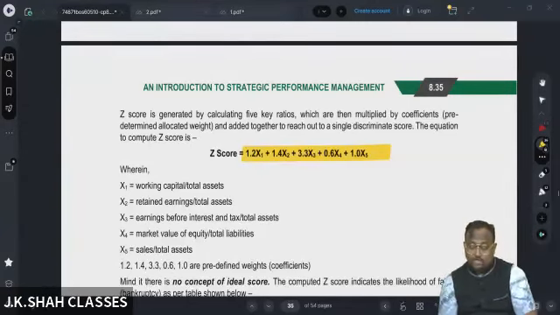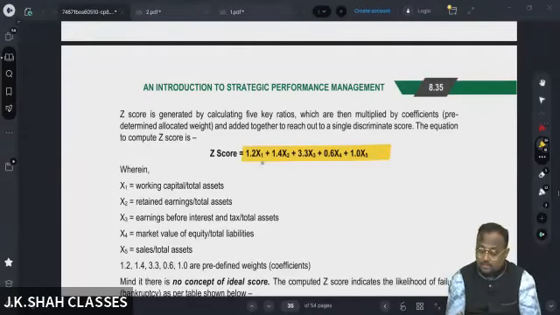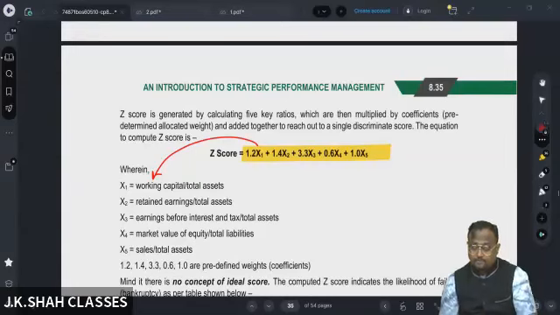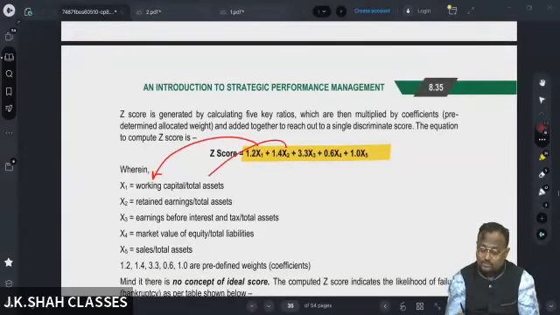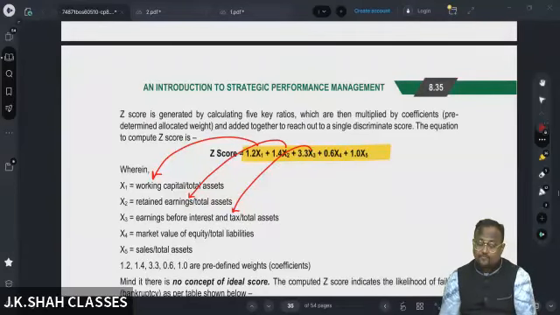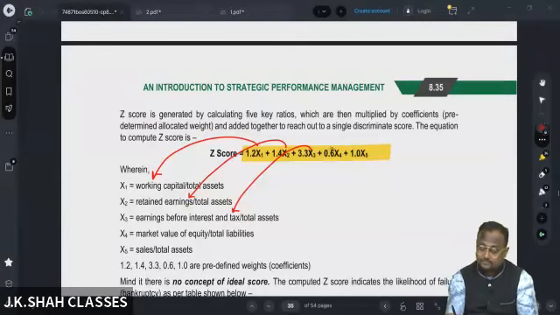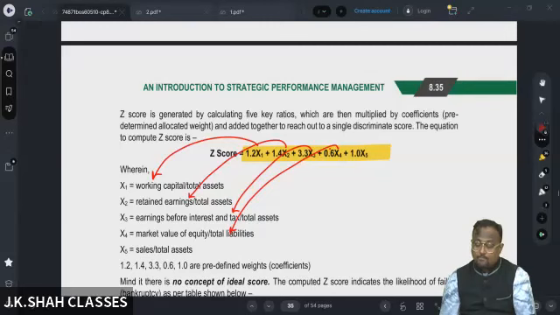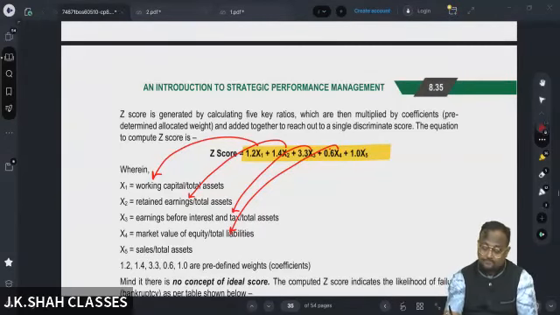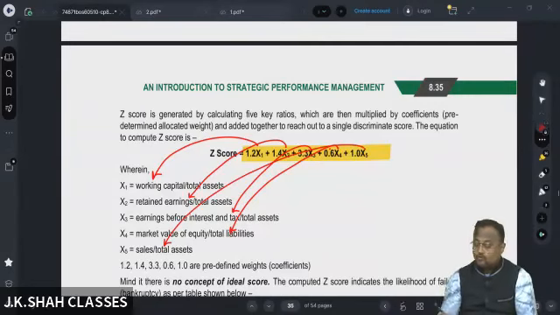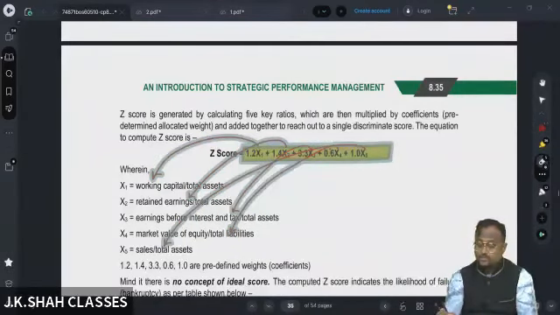अब ये x1 x2 क्या है? x1 is working capital, x2 is retained earnings, x3 is earning before interest and tax, x4 is market value of equity, and x5 is sales. And if you don't want to go for sales, you can take total assets also as a base.